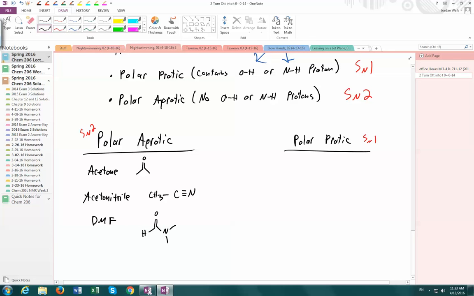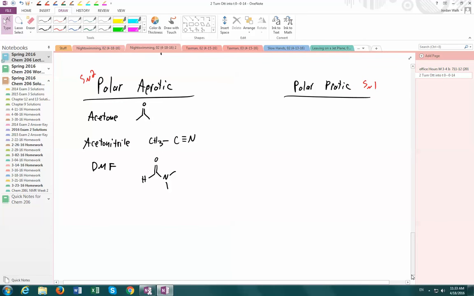So that looks like this. And again, you can see in all of these aprotic solvents, there are no OH or NH bonds. And then finally, DMSO is really, really polar, and it looks like that. All right, so these are common polar aprotic solvents.